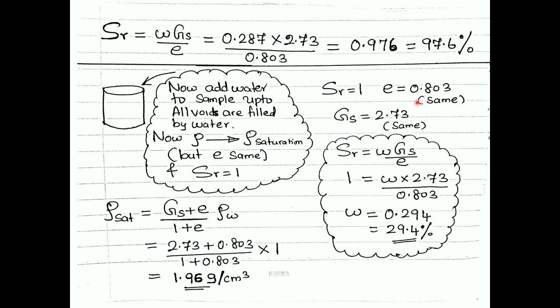Sr is equal to 1, e is the same, Gs is the same, so Sr equals 1, w Gs over e. w is increasing now because we add water. Gs 2.73, e the same, then w is equal to 0.294, 29.4%. Previously 28.7%, now 29.4%. Now what is the rho saturation value? Rho sat is Gs plus e over 1 plus e into rho w. Substituting the values, we get 1.96 gram per centimeter cube.